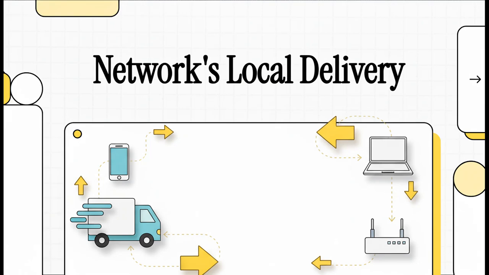Have you ever really stopped to think about how your devices talk to each other when they're right there in the same room? Well, today we're going to pull back the curtain on the network's local delivery service. It's a fundamental piece of the puzzle called the data link layer, and we are going to dive right in.